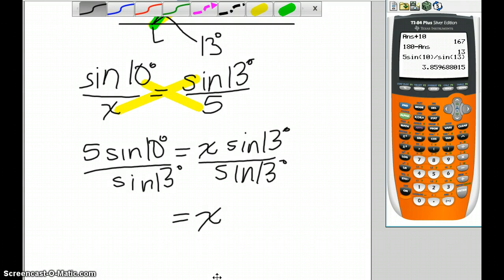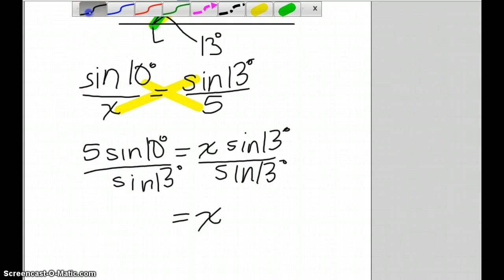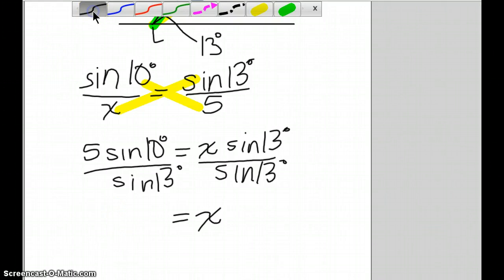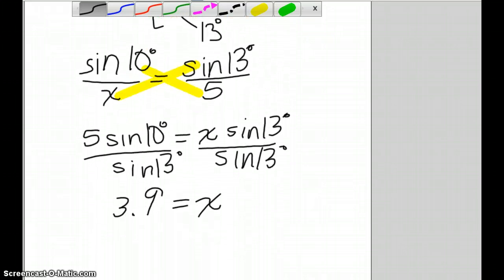So the value for x is 3.9. And these were miles, because they were 5 miles from the shore. So yeah, it is 3.9 miles.